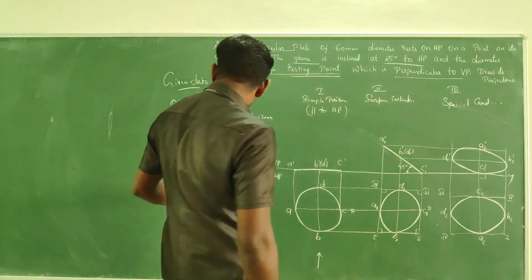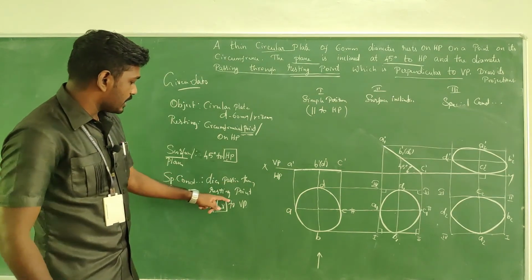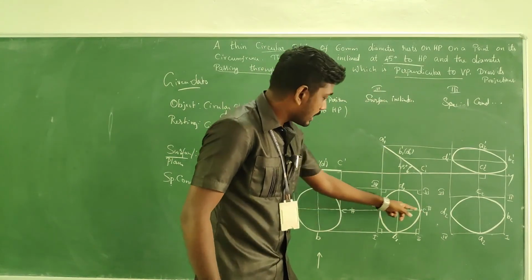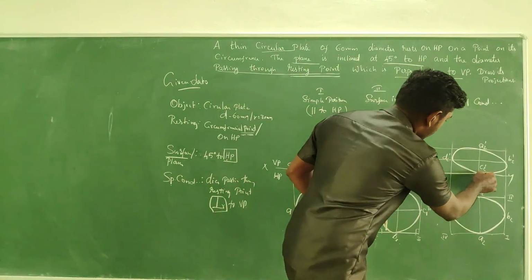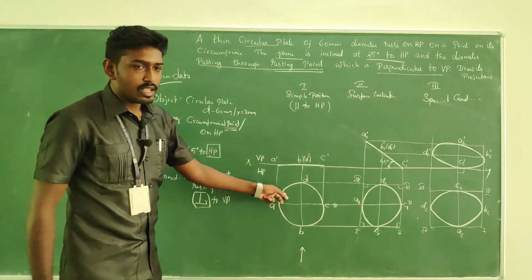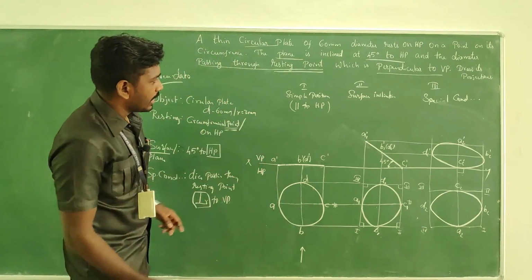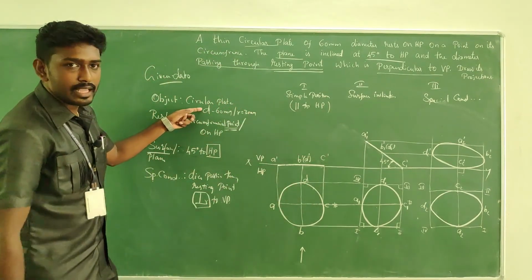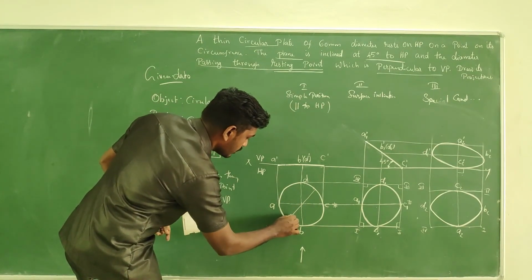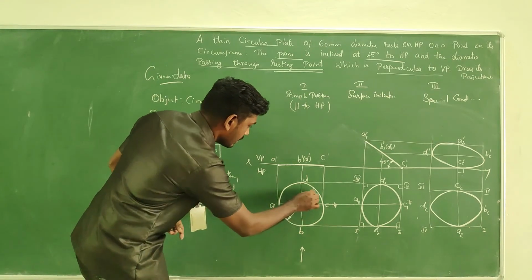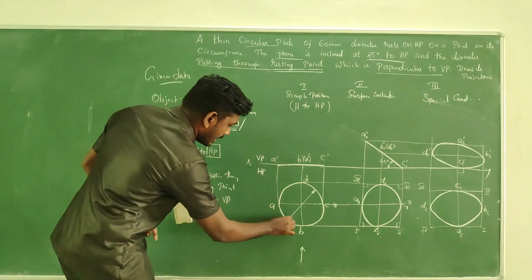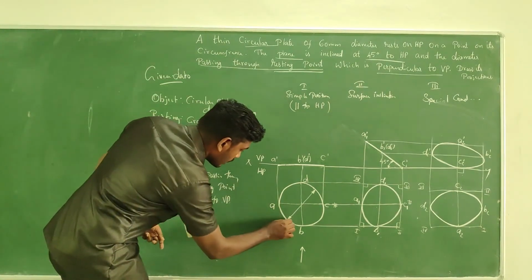And the special condition is given: the diameter passing through the resting point is perpendicular to VP. Here see, the diameter passing through the resting point is just 90 degrees with VP. Okay. Then mark the dimensions. So here in the simple position, we can show the dimensions for the circle. For that, take the leader line in this manner, with filled arrows at both ends, and take the leader lines. Okay.